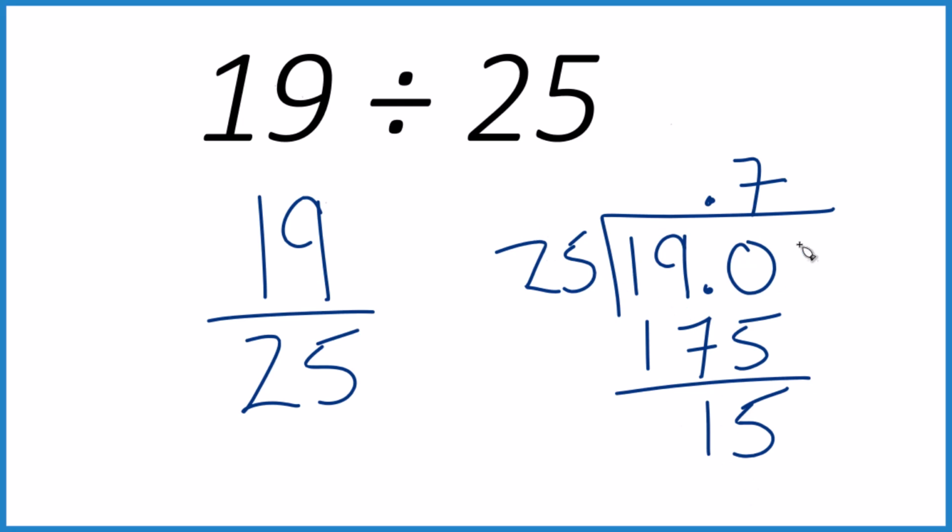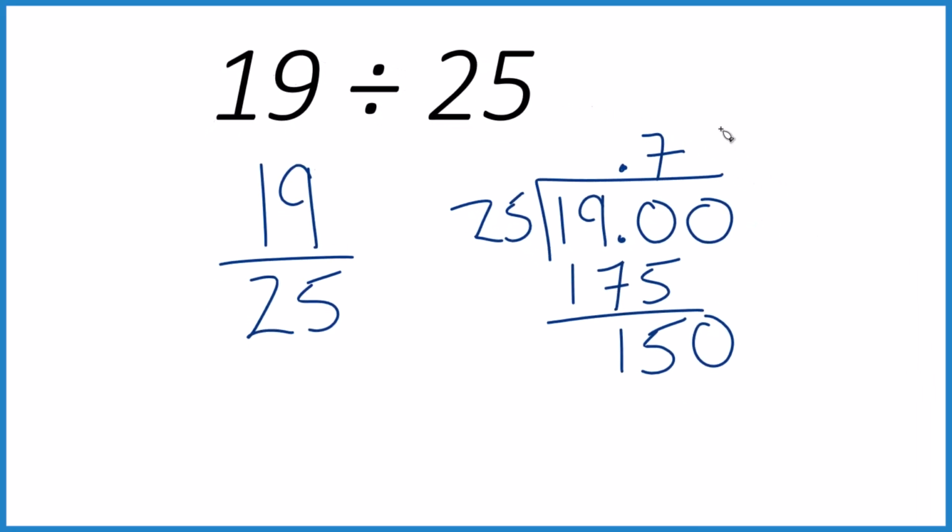25 doesn't go into 15, but we could put another 0 up here as long as we move over a place. Bring that 0 down, and 25, 6 times 25 is 150. Subtract, no remainder, and we're done.